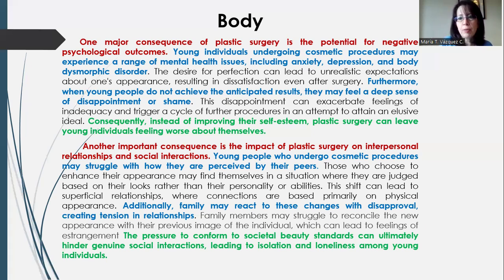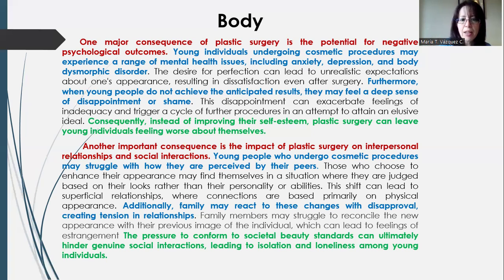Okay, and in order to conclude this paragraph, we have the last sentence that says, consequently, instead of improving their self-esteem, plastic surgery can leave young individuals feeling worse about themselves. Then we have another paragraph in the body about another effect of plastic surgery, but different from psychological consequences. Here we have, again, the paragraph starting with a topic sentence that says, another important consequence is the impact of plastic surgery on interpersonal relationships and social interactions.